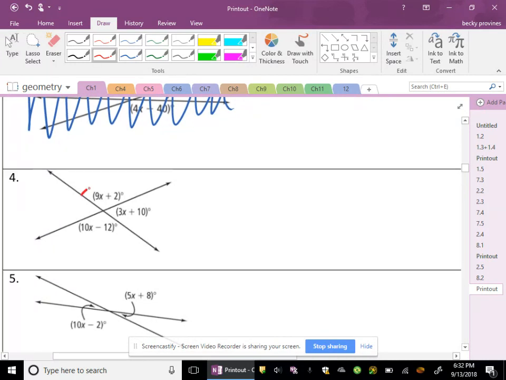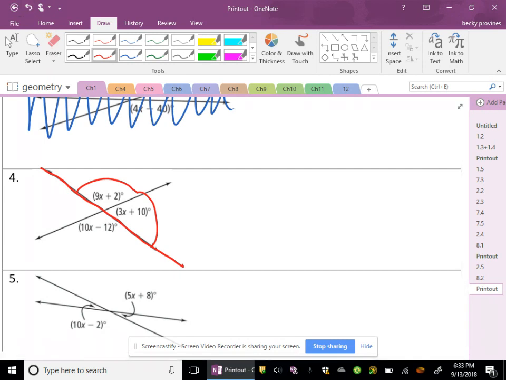You could set it up, say, hey, vertical angles are equal. And that would work, and you could solve for x. Or we could back that up a little bit and say this little angle plus the next little angle equals this straight line. So this is a linear pair, and so the 2 together equal 180.